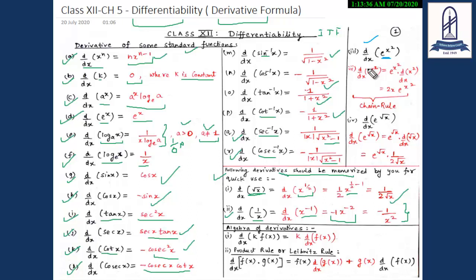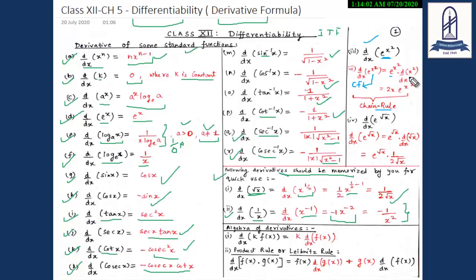So from here student, e to the power x square is a composite function. And you all know what is a composite function? That is a function which consists of more than two functions. Student, whenever we have to find the derivative of a composite function, we will apply the chain rule. Here we know that d by dx of e to the power x is e to the power x. So from here d by dx of e to the power x square is e to the power x square.